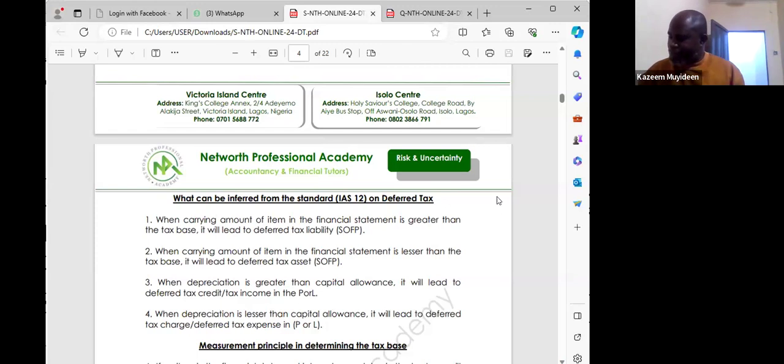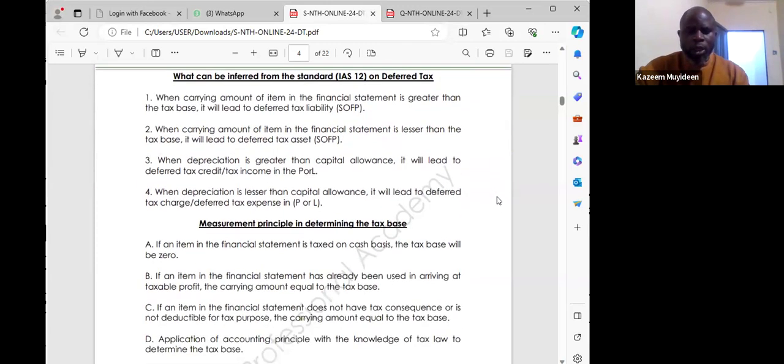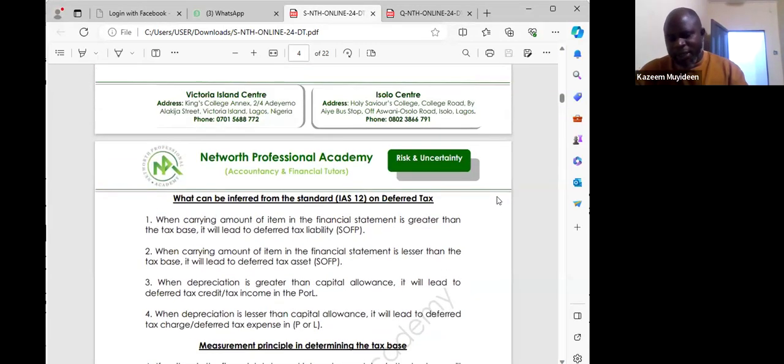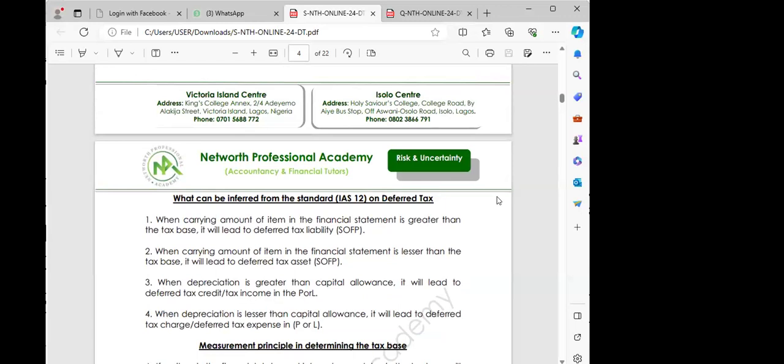Don't forget, the major one is deferred tax. If you can understand deferred tax very well, current tax is not an issue. We are still going to the mixture of everything. Okay? Is it clear now? Yes, sir.